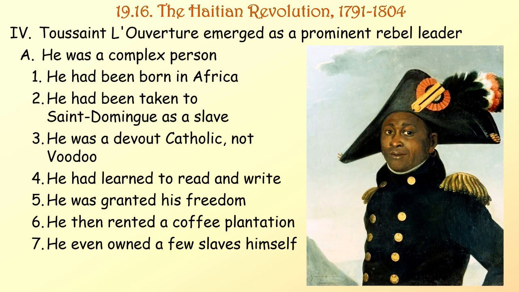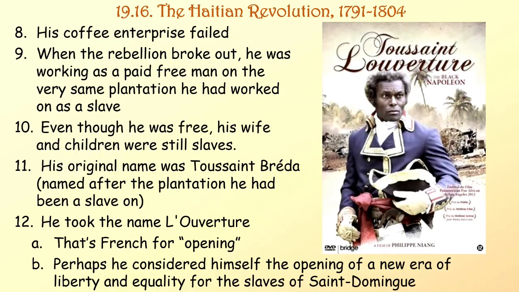Toussaint L'Ouverture emerged as a prominent rebel leader. He was a complex person. He had been born in Africa. He had been taken to Saint-Domingue as a slave. He was a devout Catholic, not voodoo. He had learned to read and write. He was granted his freedom, and he then rented a coffee plantation. He even owned a few slaves himself.